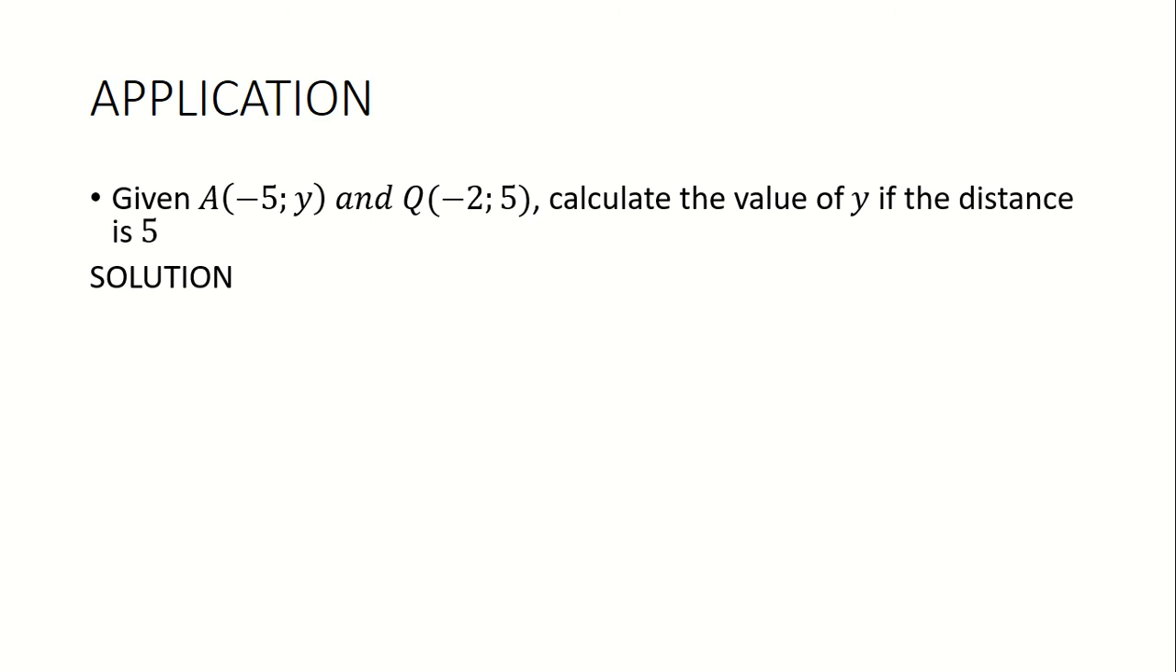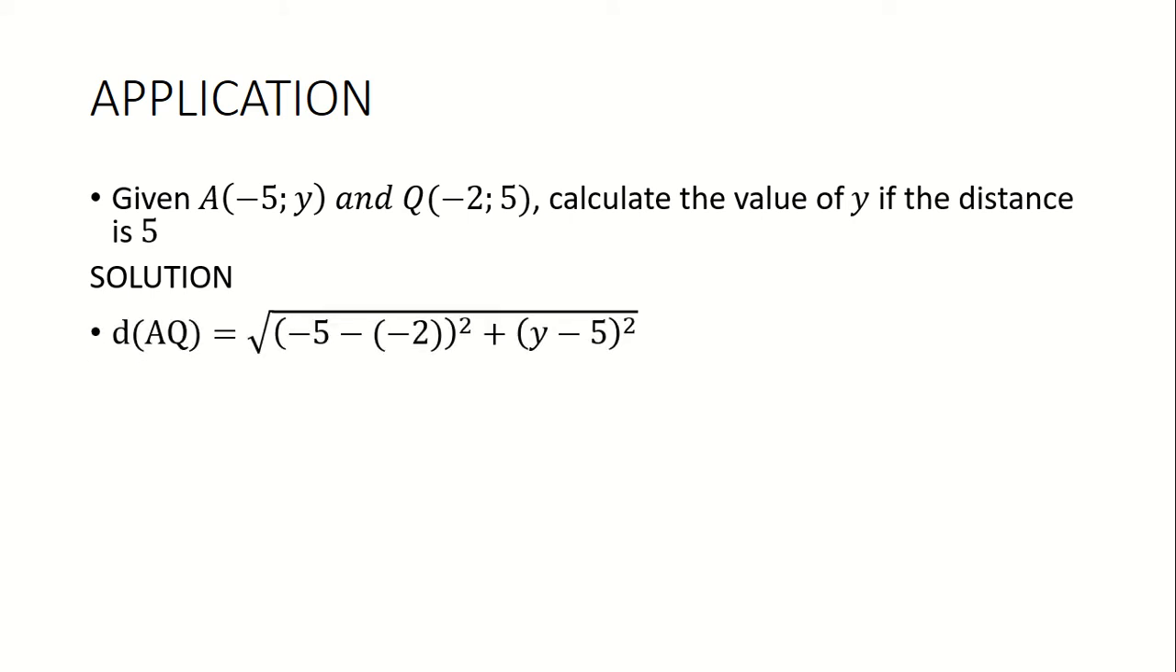Now let's check here where they gave you the coordinates of A, which is -5 and y, and the coordinates of Q, which is -2 and 5, and they gave you the distance, which is 5. So here when you calculate the distance, obviously you do have the distance. You will take -5 minus -2 and square the answer, plus y minus 5, which is simply the y coordinate of Q, which is 5, right? And when you simplify the left hand side, obviously you will have 5 because the distance is 5.